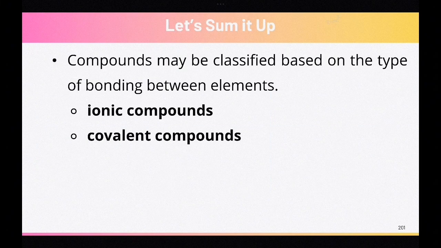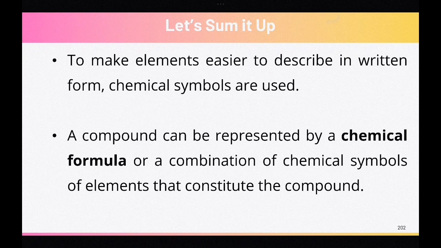To sum it up, compounds may be classified based on the type of bonding between elements, such as ionic compounds or covalent compounds. Now, to make elements easier to describe in written form, chemical symbols are used. Now, a compound can be represented by a chemical formula, or a combination of chemical symbols of elements that constitute the compound. Now, that's a summary of the types of chemical bonding.